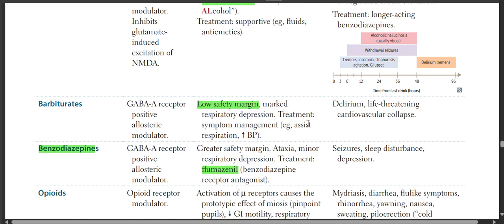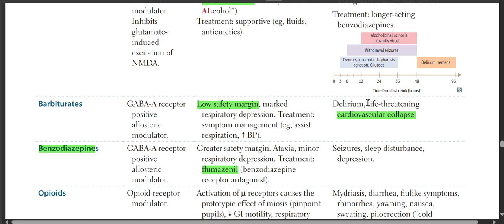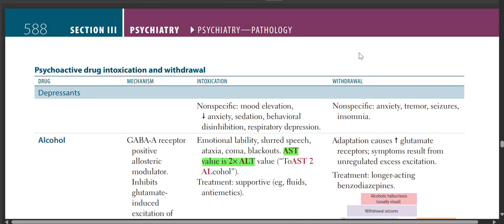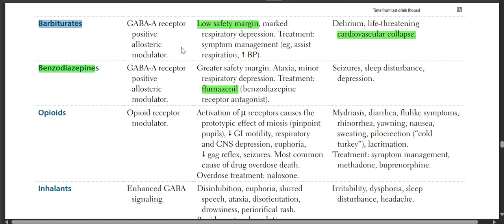Now, the withdrawal from benzodiazepines and from barbiturates usually is non-specific. You won't really have any specific features. However, it is important to remember that withdrawal from barbiturate abuse can cause cardiovascular collapse. This part is important. All the other ones will usually be very non-specific. The withdrawal from benzodiazepines and barbiturates, they'll majorly focus on the intoxication.